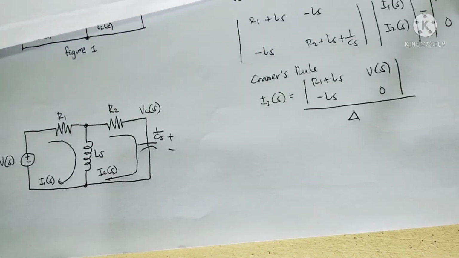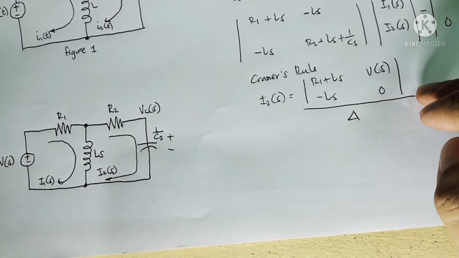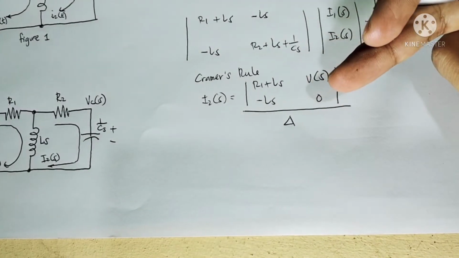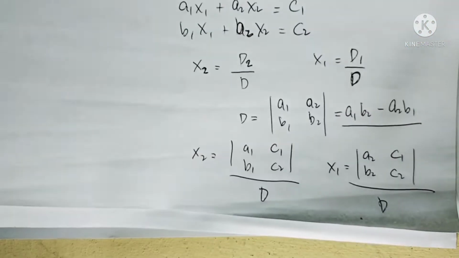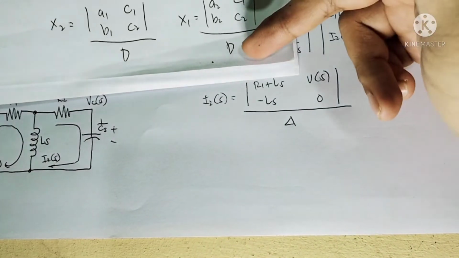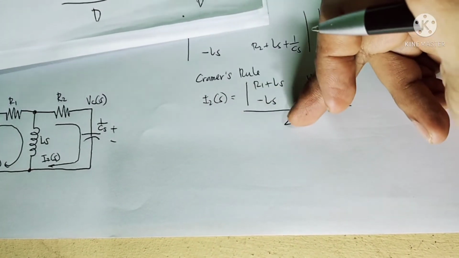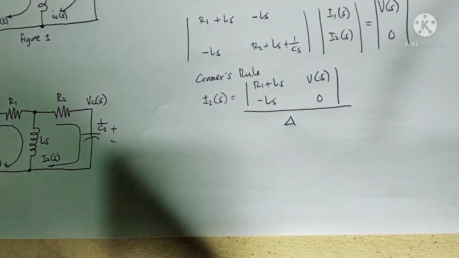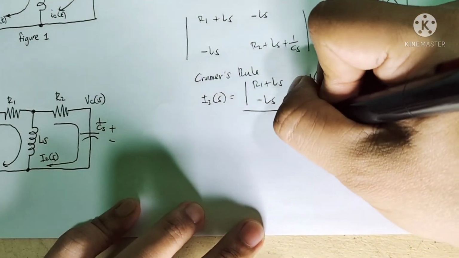So in our previous example, the transfer function, this is how we do the Cramer's rule. Instead of using the capital D, we are using the delta because we are following the variables of the book.